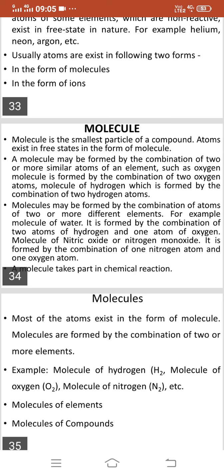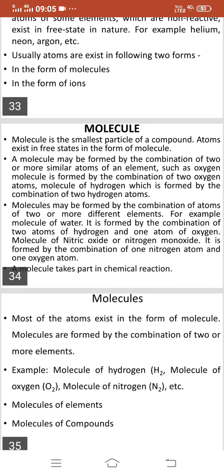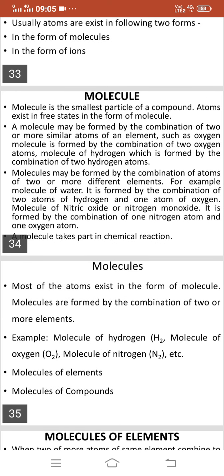Molecules may be formed by the combination of atoms of two or more different elements. For example, a molecule of water is formed by the combination of two atoms of hydrogen and one atom of oxygen. A molecule of nitric oxide, or nitrogen monoxide, is formed by the combination of one nitrogen atom and one oxygen atom.